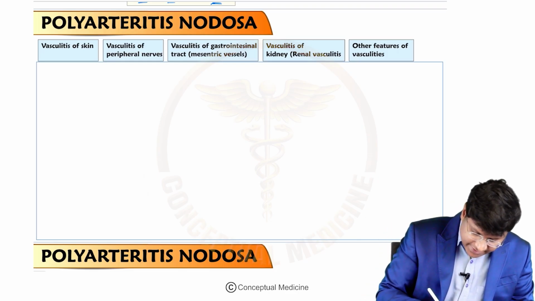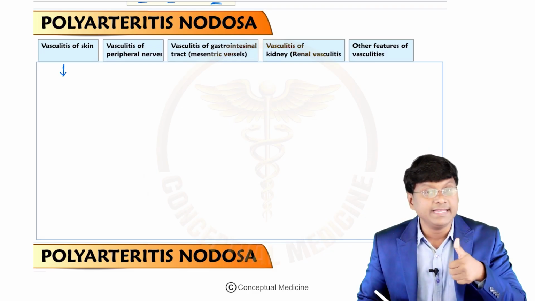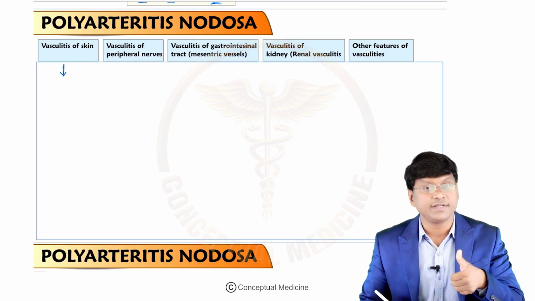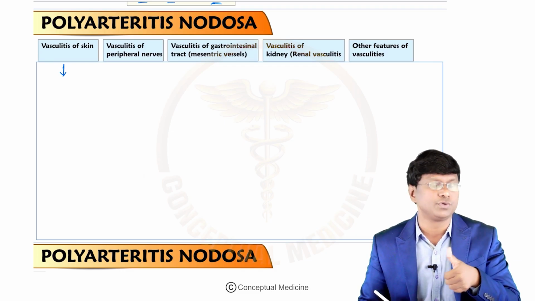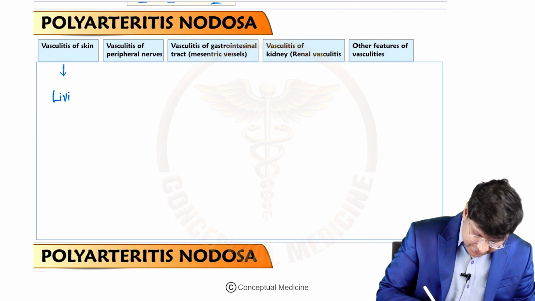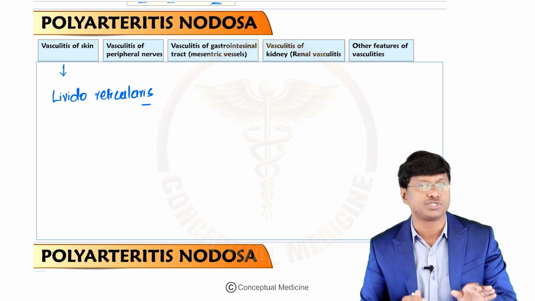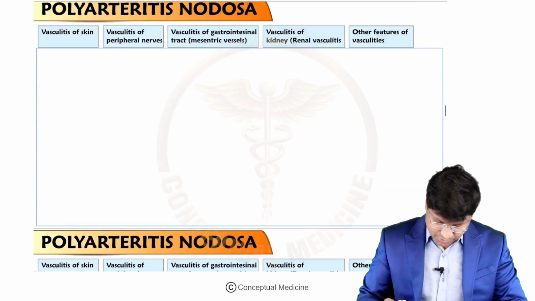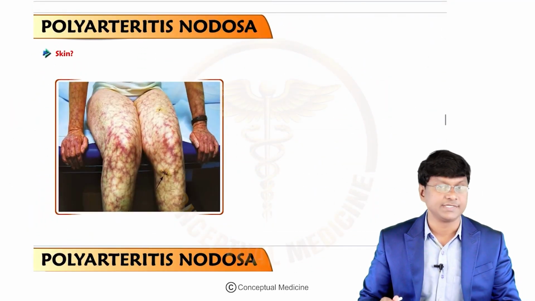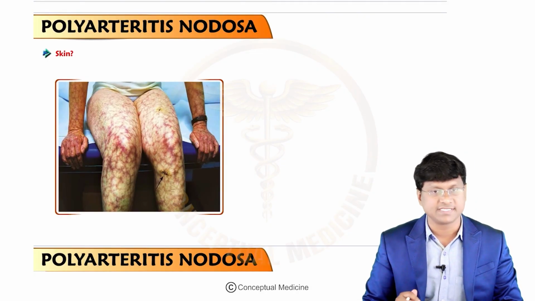Now, you take the vasculitis of the skin. Because of the vasculitis of the skin, there will be livedo reticularis. Livedo reticularis is a diffuse distribution over the extremities and buttocks. Livedo reticularis is very common. So you can see this is your livedo reticularis, a diffuse distribution over the extremities as well as the buttocks.